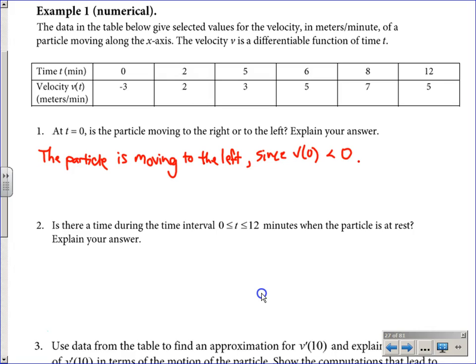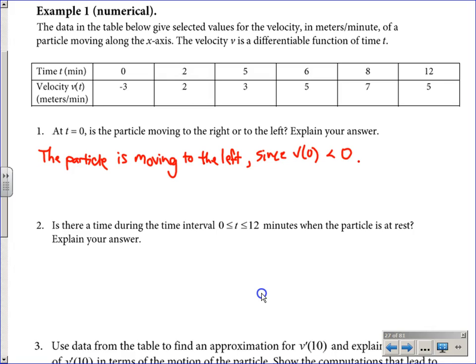Velocity is differentiable according to the givens, which means velocity is continuous. Acceleration is continuous, which probably means position is continuous. They're asking me, is there a time during the time interval when the particle is at rest? Look at the table first and say, were there any snapshots that showed his speedometer at 0? No. None of them. So I don't know. No, you do. I heard someone say yes.